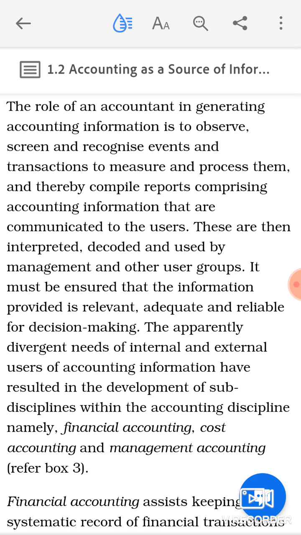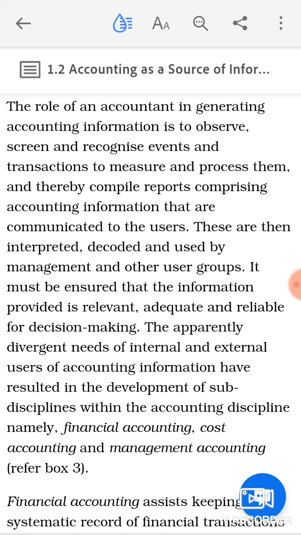These are then interpreted, decoded and used by the management and other user groups. So whatever accounting information is provided by the accountant will be decoded by the different users as per their own need. Like government, if they want to make policies related to trade and commerce, they will decode the accounting information in their own way.